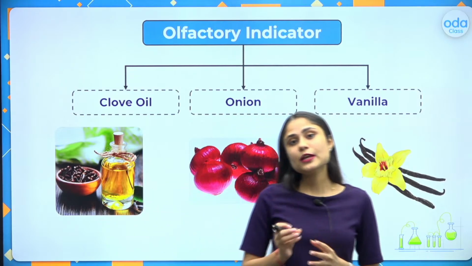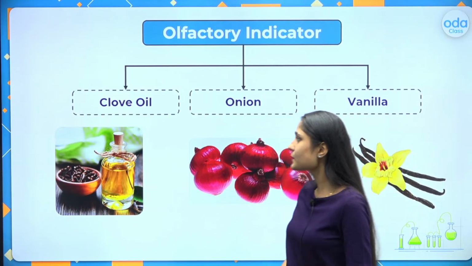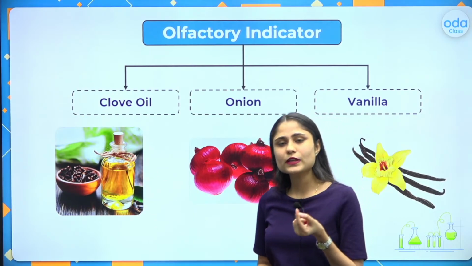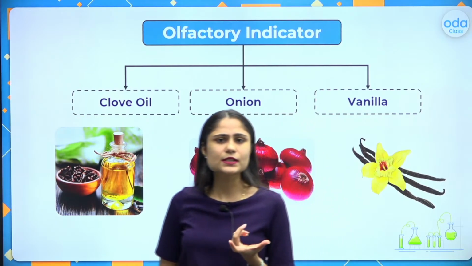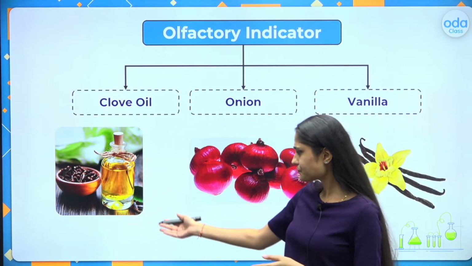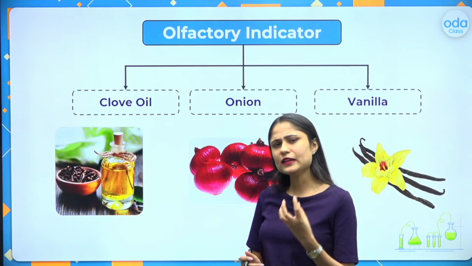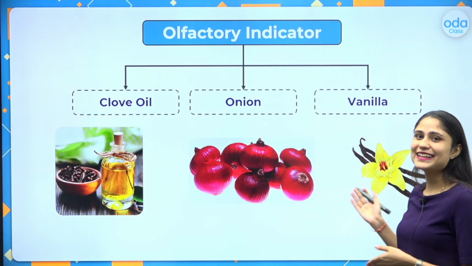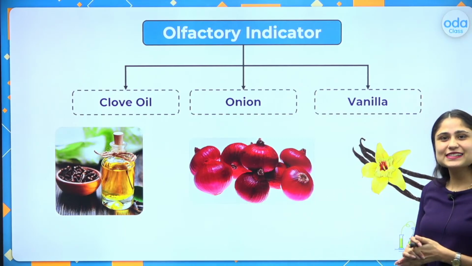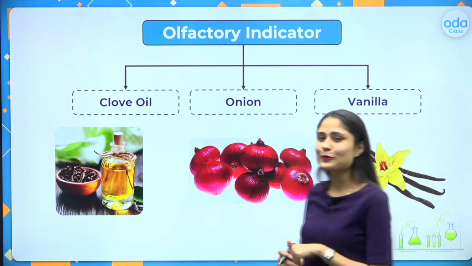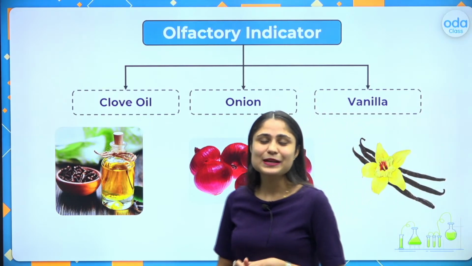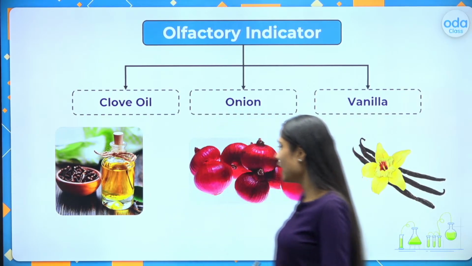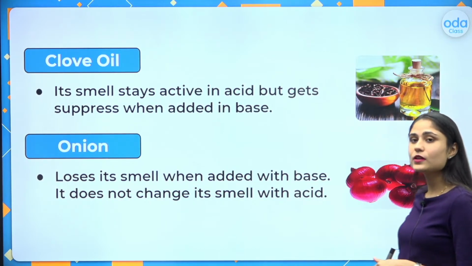So I have listed three most common types of olfactory indicators. The first one is clove oil. Cloves are small spices in India, and clove oil is an olfactory indicator. It has a very nice, a bit pungent smell. Then comes onion and then vanilla, right? I'm sure many of you might be surprised to know about vanilla being an indicator, but yes, it is, and we will learn more about it. First, let's learn about clove oil.